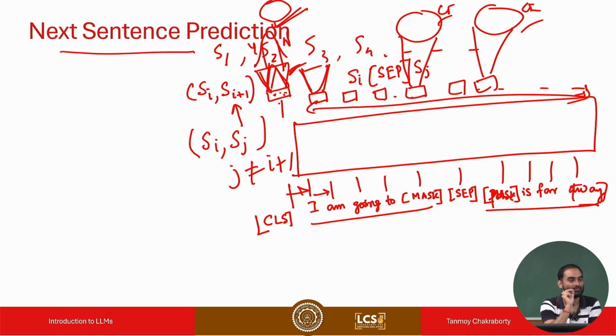You are choosing 15% of positions. Think of it in this way, right? 15% of positions. Now among these 15% of positions, for 80% you replace by mask, 10% you replace by a random token, and 10% remains the same. But I understand your query. What you are saying is that if there is this word park, that may leak the information. It's not like that.